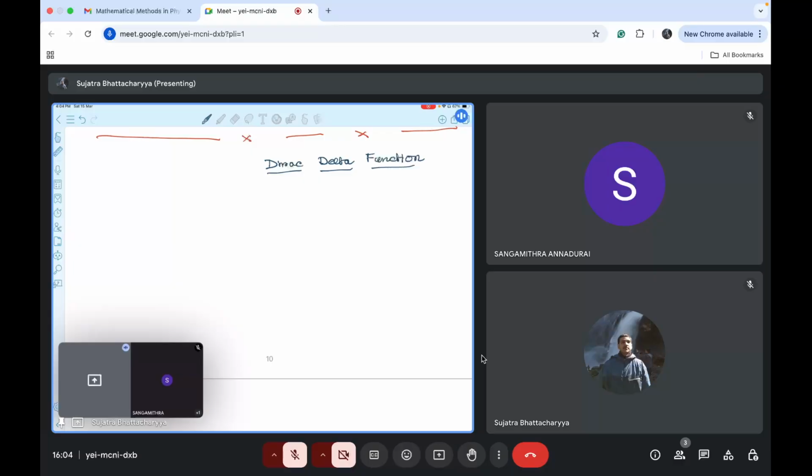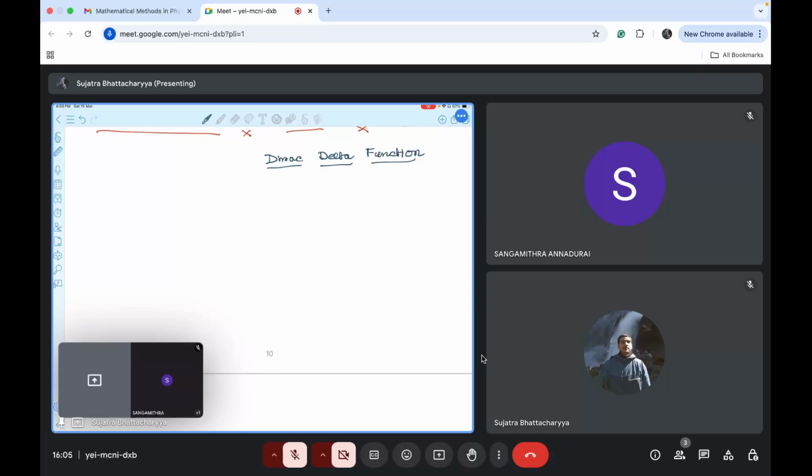Because you will see that in the Green's function also, this impulse of Dirac delta function is very widely used. So what is the mathematical definition of the Dirac delta function? It is represented as delta x minus a. This is equal to 0, and this is equal to infinity. I cannot say it is equal to infinity, it should tend to infinity. It is 0 when x is not equal to a, and infinity only when x equals a.